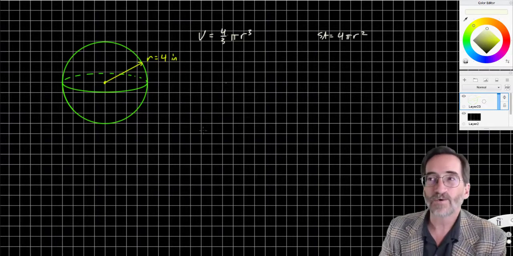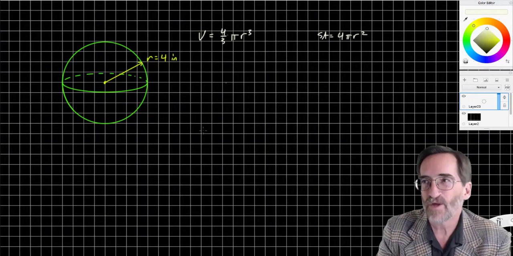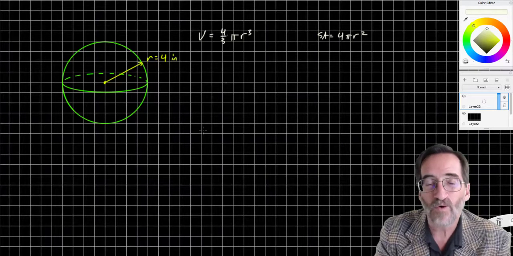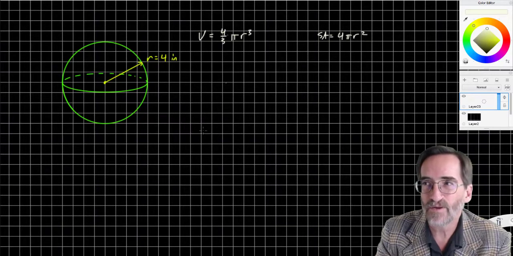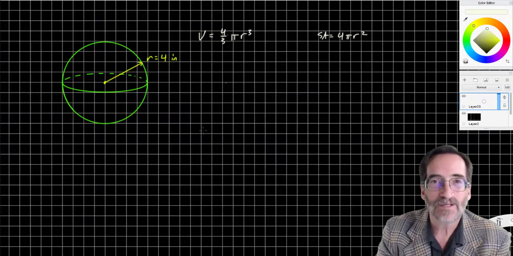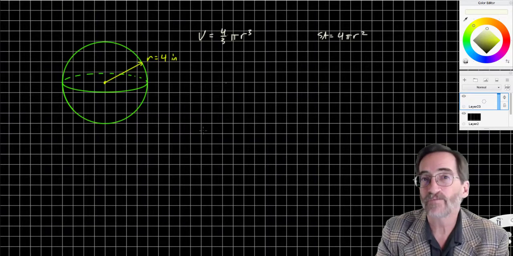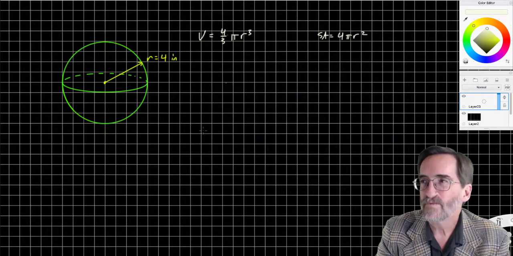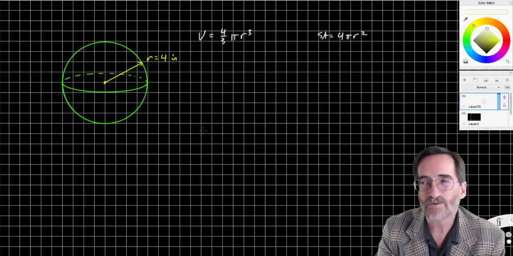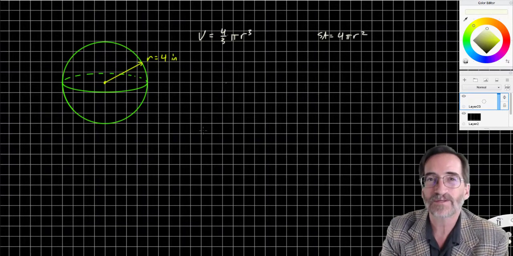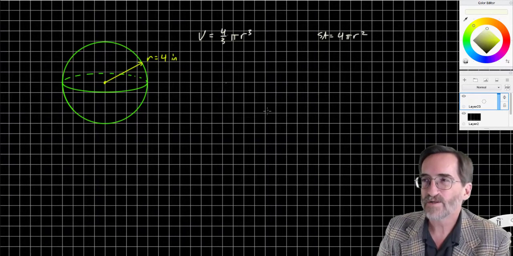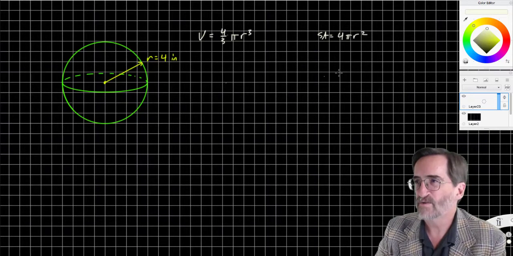Now I want you to notice the similarities and differences. They both have pi r. They both have 4. The volume has two 3's, the third and the cube, and that's because volume is in cubic units. The surface area has no 3's at all, and the 3 that was there becomes a 2 on the r, so it's r squared for square units. Okay, 4 pi r squared surface area, 4/3 pi r cubed volume.